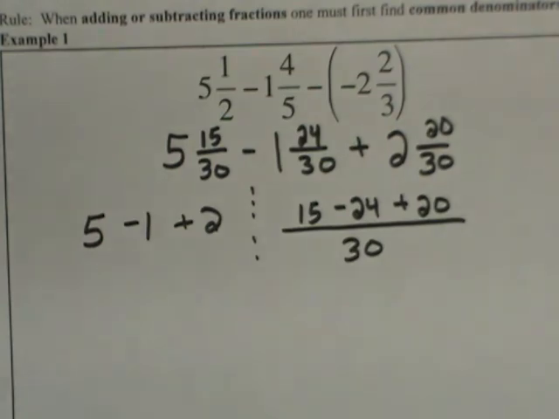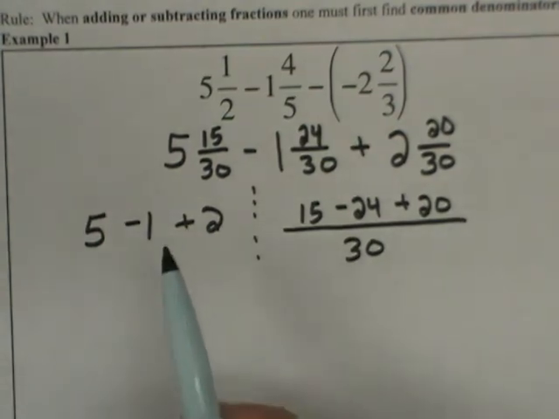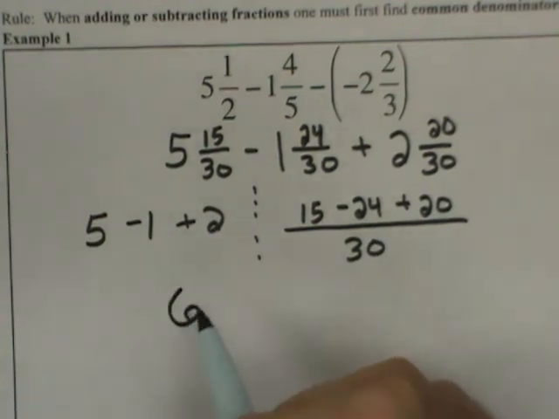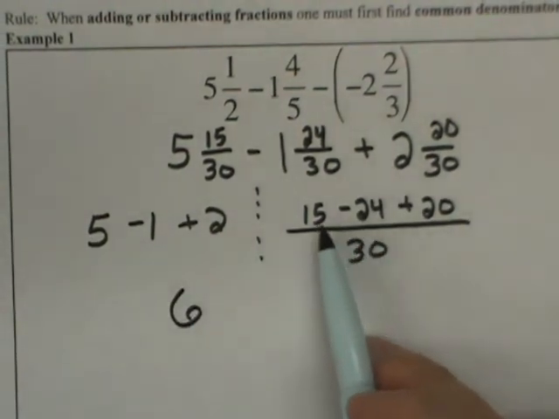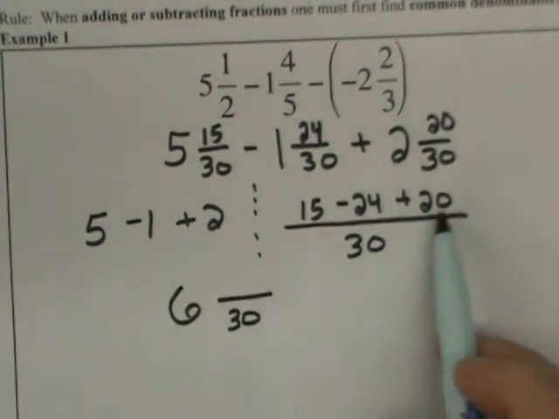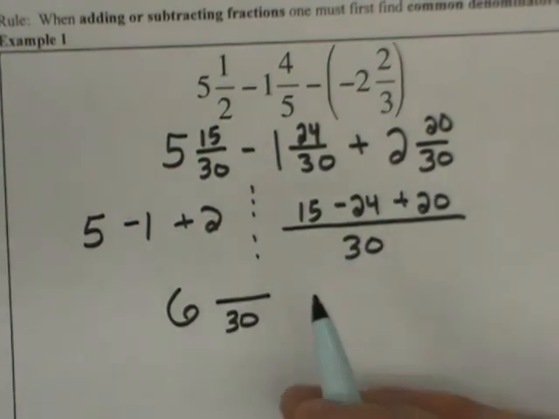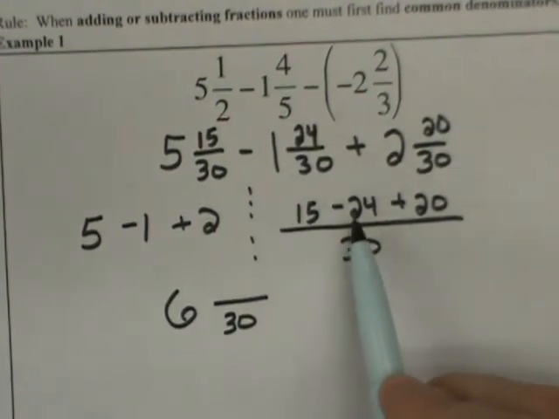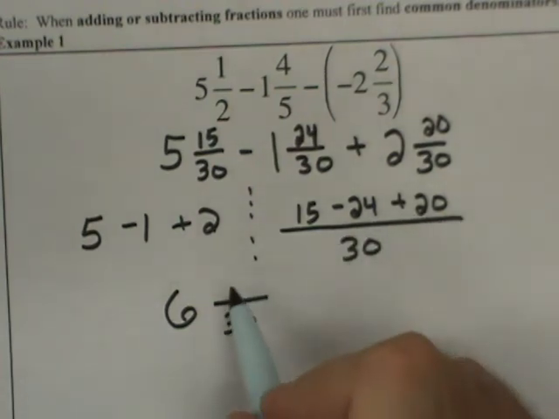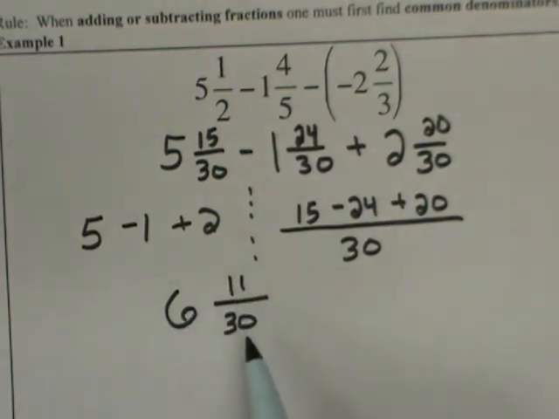And now it's a matter of just doing two addition problems. I ask myself, 5 minus 1 is what? 4. 4 plus 2 is 6. So I get this whole number of 6. And I move over to the numerators in my fraction. I'm guaranteed that the denominator is 30. I just have to simplify the numerator, unless this reduces. But we'll talk about that later. 15 take away, excuse me, 15 take away 24 is negative 9. Negative 9 plus 20 is 11. And so we have 6 and 11/30.